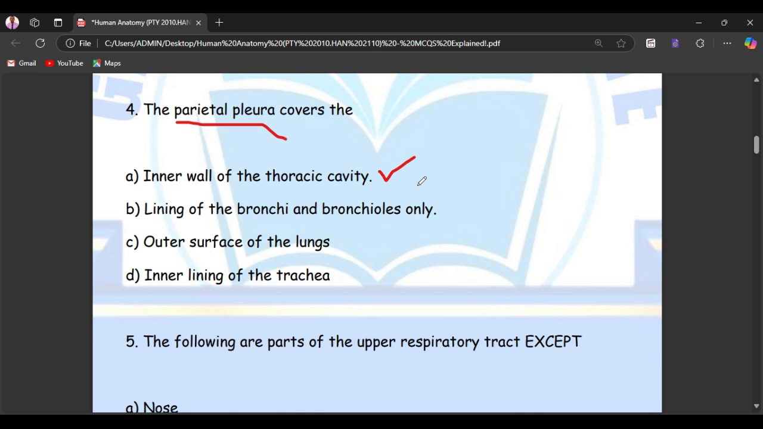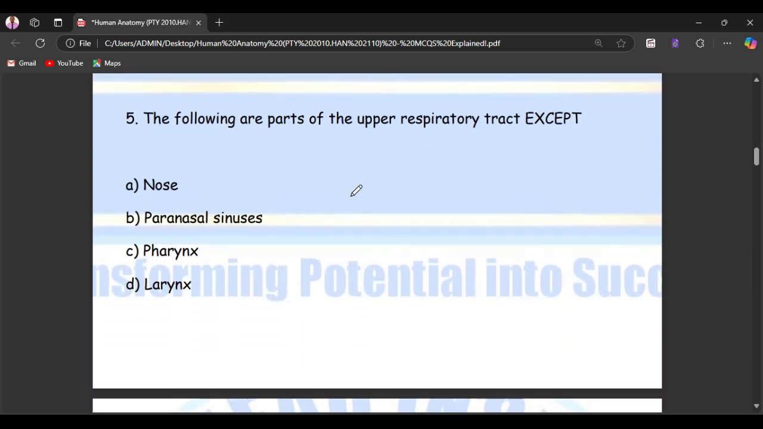Okay, so our answer is A. We go to question number 5. Question number 5 says the following are parts of the upper respiratory tract except.